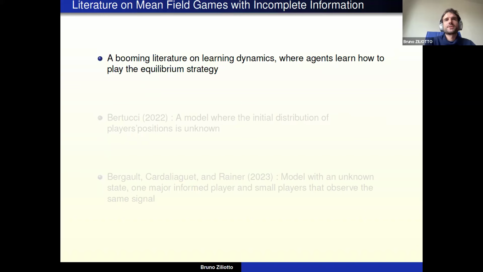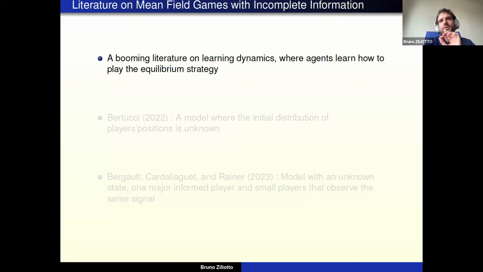Just a few words about the literature. I mentioned before the topic of learning dynamics, where you think about agents as being not necessarily super rational or super able to compute everything, like it's mostly the case in real life. And you ask yourself whether there is a simple way to learn through repetition how to play well. For instance, there is a paper by Cardaliaguet and Hadikhanloo about this topic, about fictitious play.